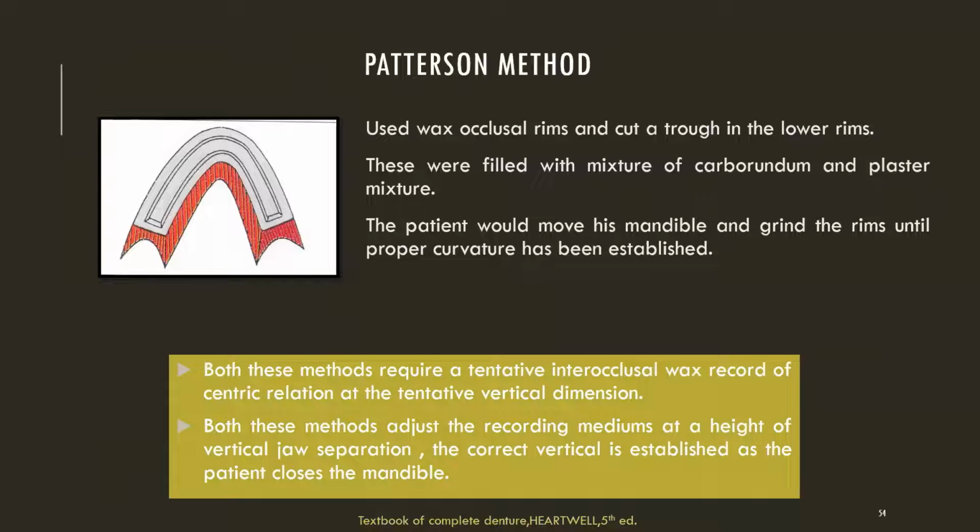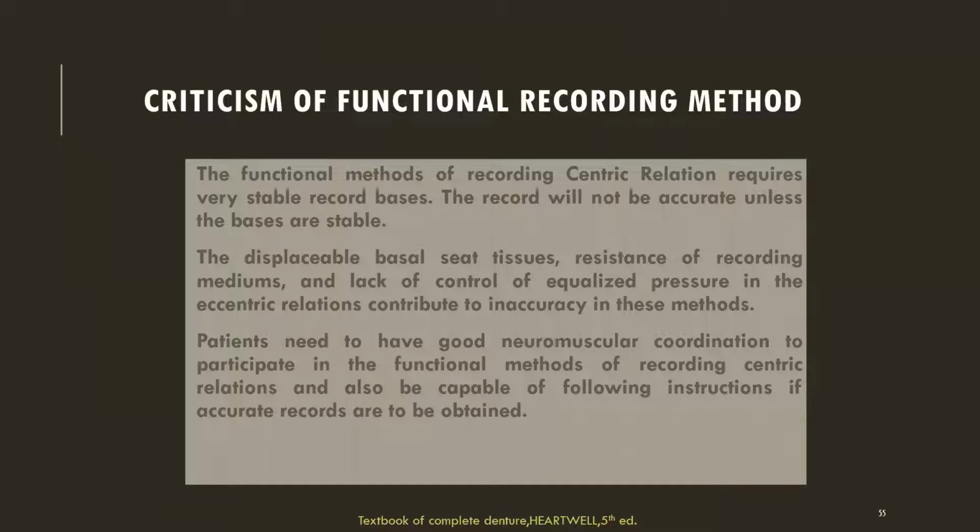So in this, troughs were made in the maxillary and mandibular rims, and a dental plaster plus carborundum mixture was placed in the trough, and the patient was guided to move into centric and eccentric movements to obtain the desired curvature. So both these methods require a tentative interocclusal wax record of centric relation, and both these methods adjust the recording medium at the height of the vertical jaw separation. The correct vertical is established as the patient closes the mandible.